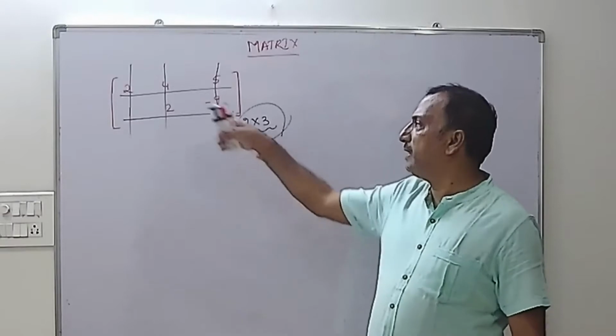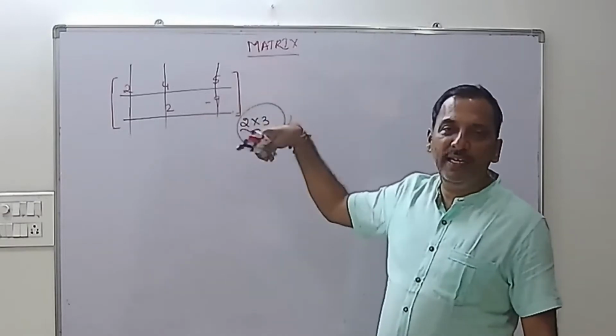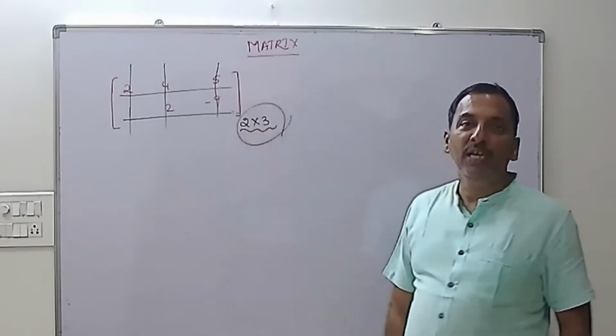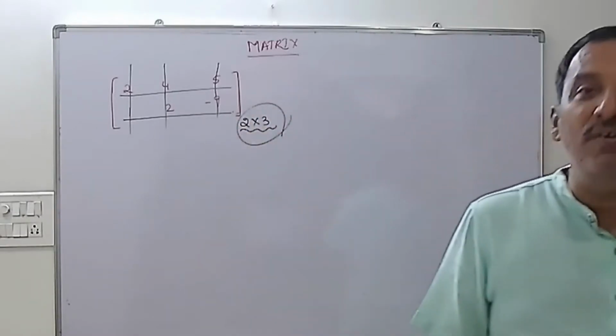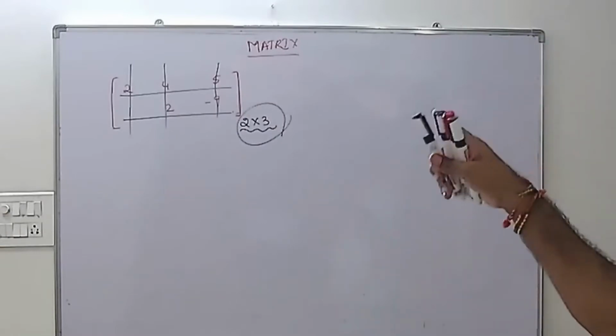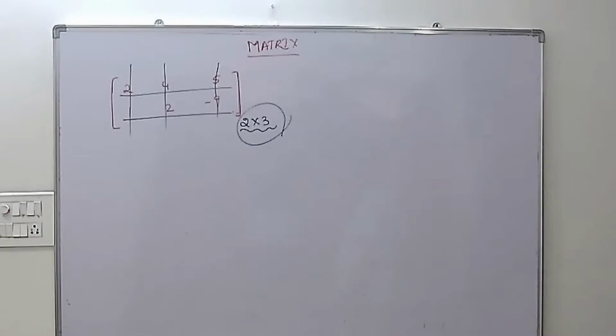It means the matrix contains 2 rows and 3 columns, and the product of these two, 2 into 3, gives you the number of elements in the matrix. Totally how many elements are there? 2 3s are 6 elements.